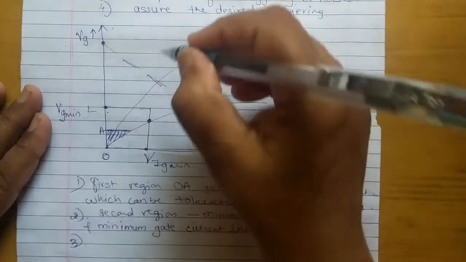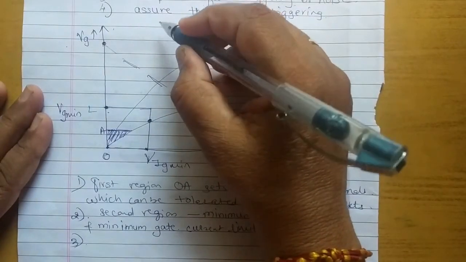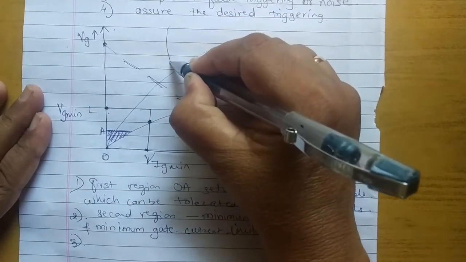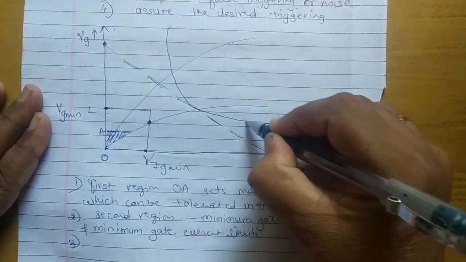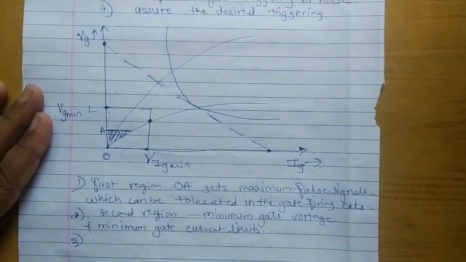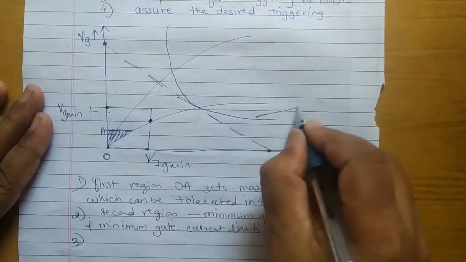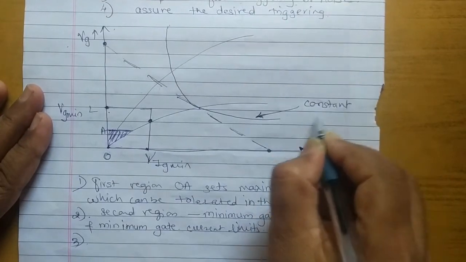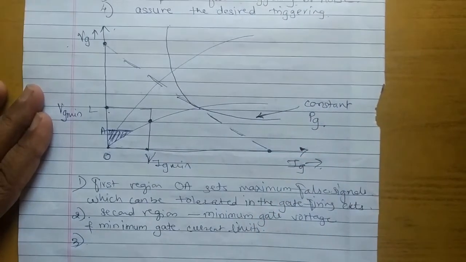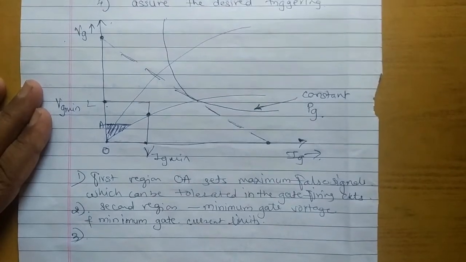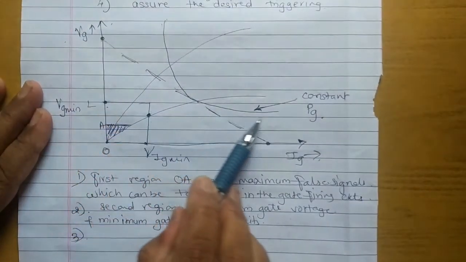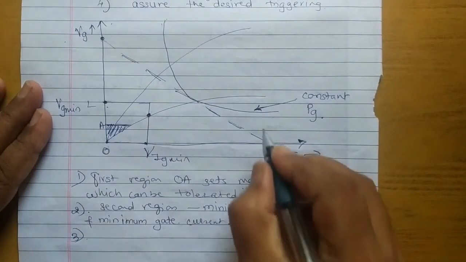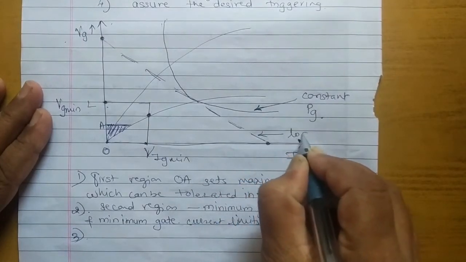And I am drawing a region that is just a parabola. Why am I drawing this? Because this will indicate constant PG. PG means gate power. So this is the curve that I have drawn for constant gate power, and this is our load line.